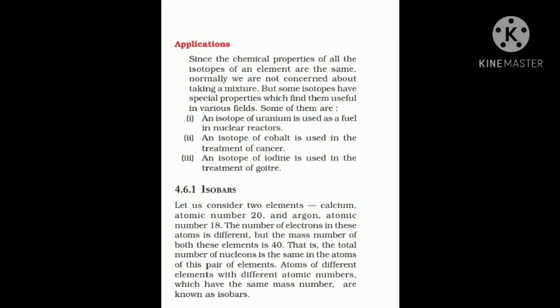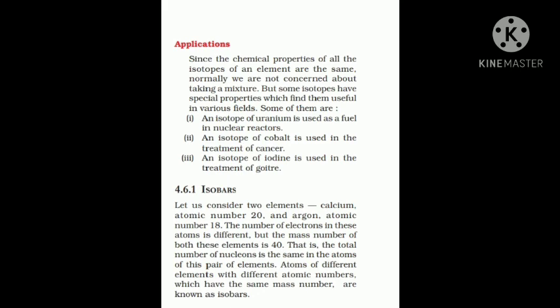Isobars. Let us consider two elements, calcium with atomic number 20 and argon with atomic number 18. The number of electrons in these atoms is different, but the mass number of both these elements is 40. That is, the total number of nucleons is the same in the atoms of this pair of elements.